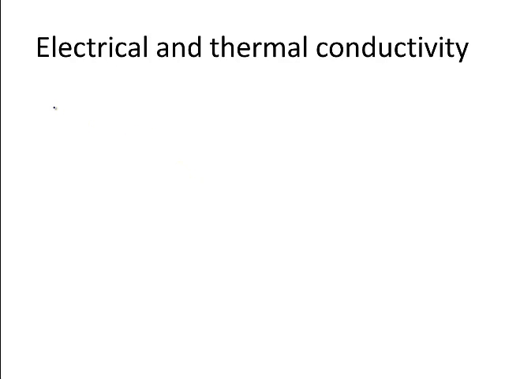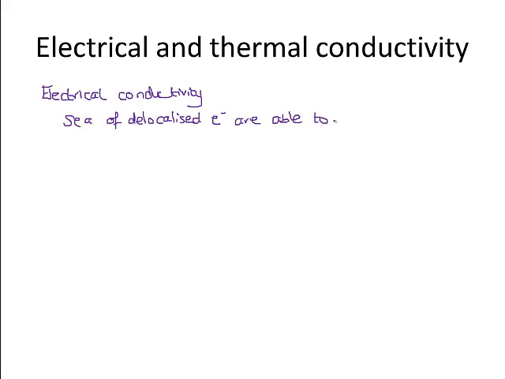Electrical and thermal conductivity. In both cases it's the delocalized electrons that are important here. So let's deal with the electrical conductivity. The sea of delocalized electrons are able to move throughout the metal structure, so they flow and carry the current.